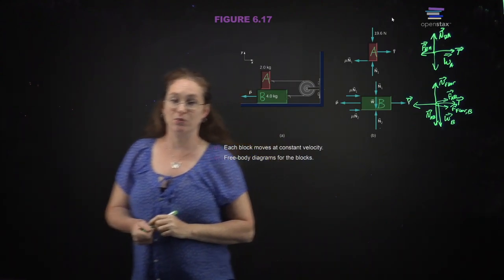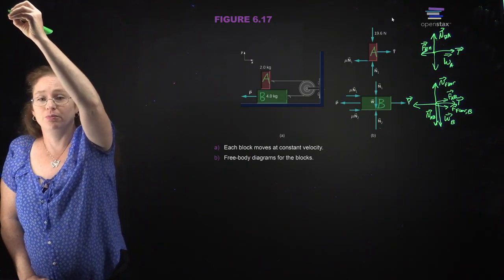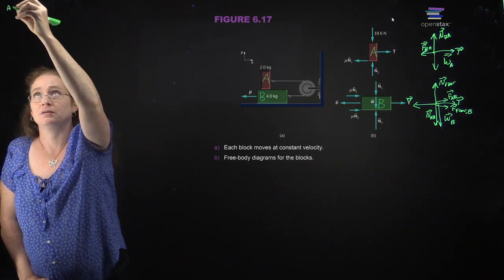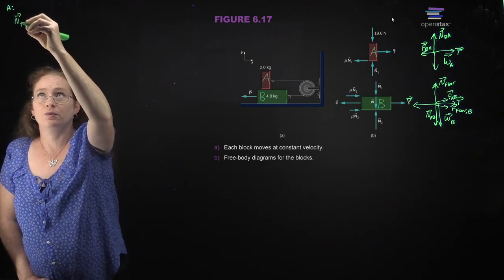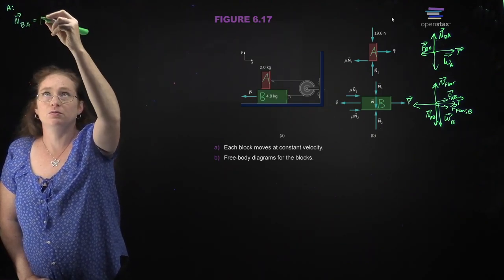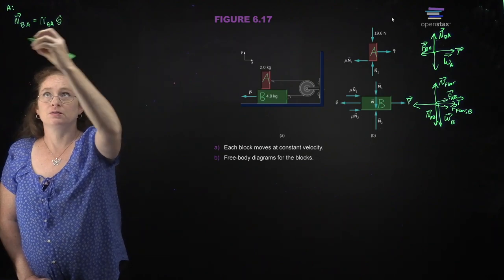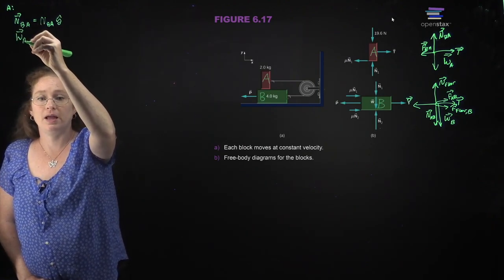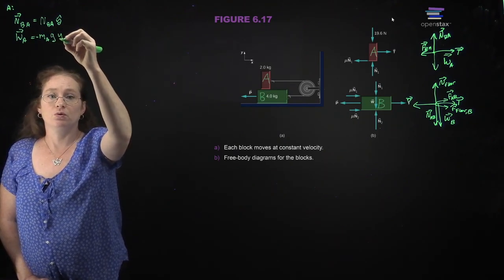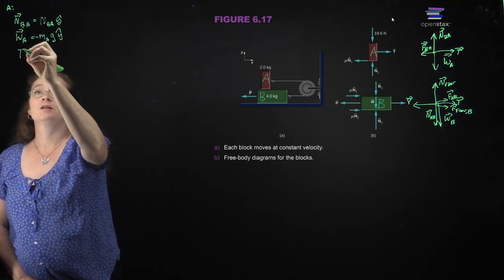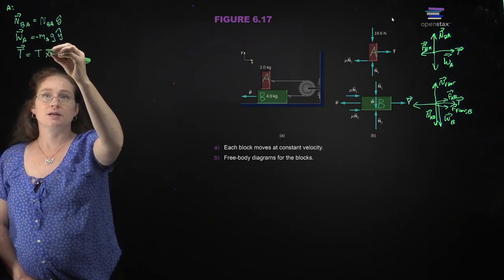Now, if we want to write out what's going on in this system and figure out the net force, we have to do the net force on A. We can write N of B on A is equal to the magnitude of B on A, y hat. The weight of A is equal to m_A g, negative y hat. Tension on A is equal to T x hat.